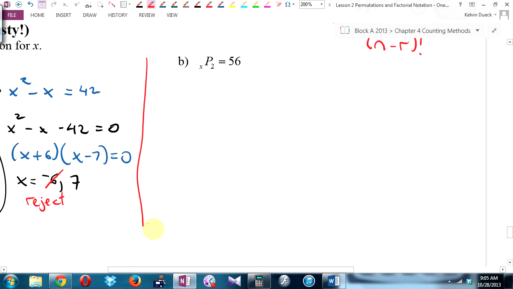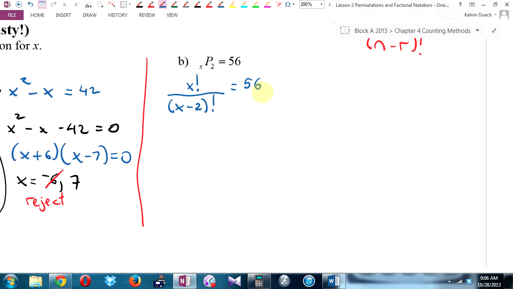Okay. What we'll start out doing is we'll start out rewriting this without the permutation notation. Something p something means the first thing factorial divided by the first thing take away the second thing factorial. That equals 56. Yeah? Now what?